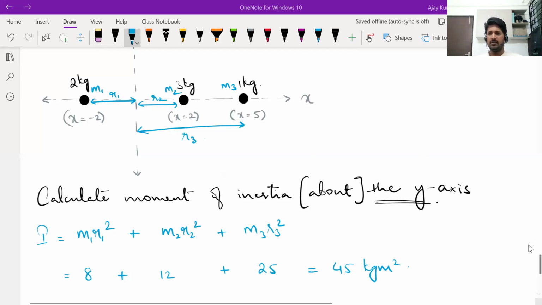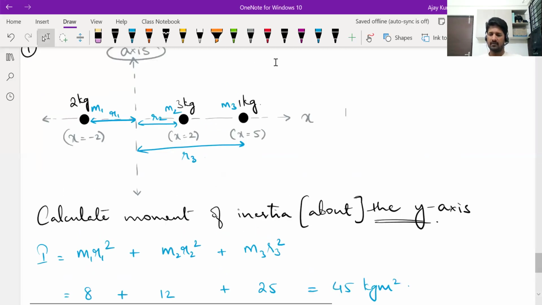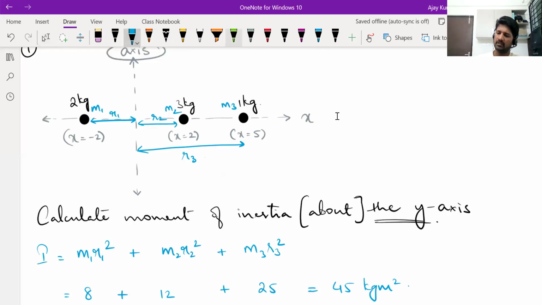Is this clear to all of you? Any doubts in this? Fine. Now for this same system, tell me how much is the moment of inertia about the x-axis? I'll call it Ix. Moment of inertia about the x-axis, how much is that? Think carefully, type your answers in chat.